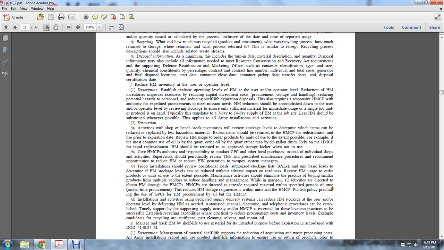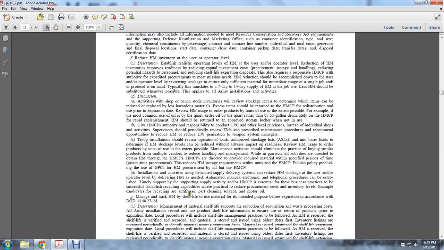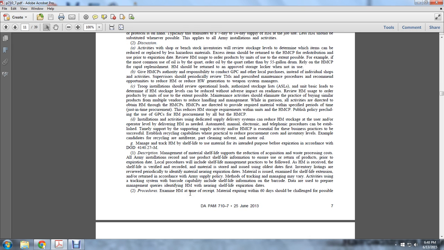Publish policies on the use of government purchase cards for the hazardous material waste program and all other hazardous material program policies. Installation activities can use a dedicated supply delivery system to reduce hazardous material stockage at the user and operator level by delivering the hazardous material as needed. Automated, manual, electronic, or telephone procedures can be established with supporting supply activities in the hazardous material control program. It is essential to establish recycling capabilities where practical to reduce procurement costs and inventory levels. Sample candidates for recycling are antifreeze, parts cleaning solvent, and motor oil.